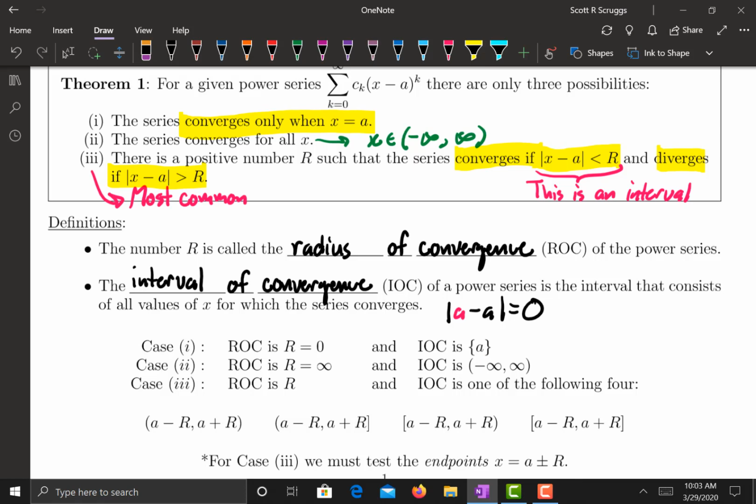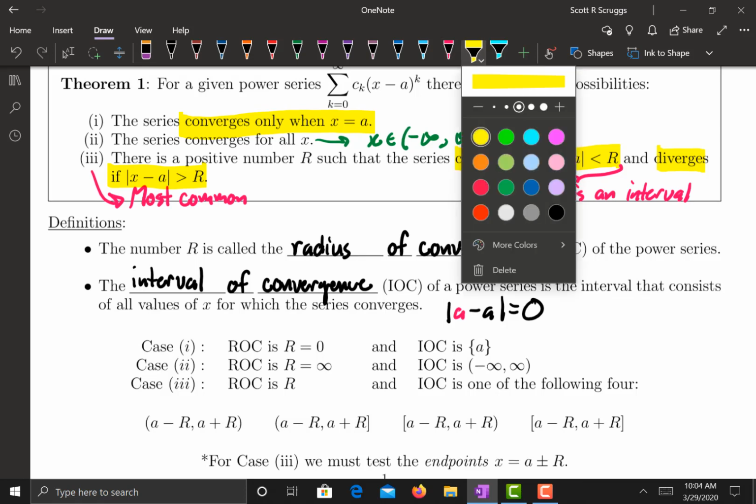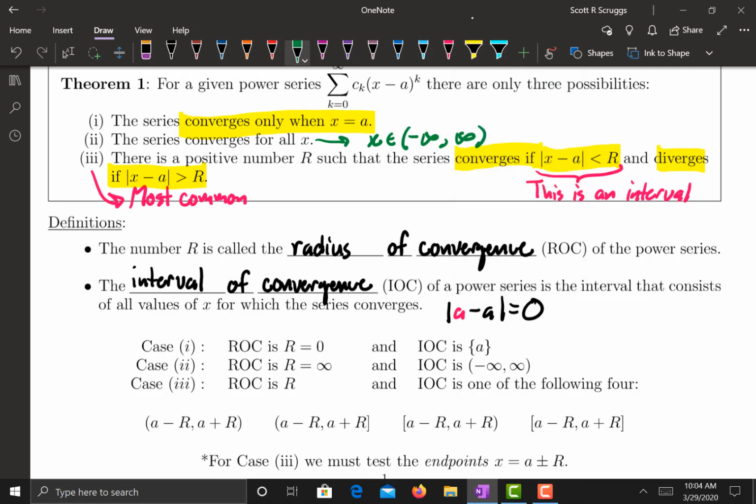Now the second case is I converge for all x that I could pick. As I noted before, that means x is in negative infinity to infinity, which means that my interval of convergence is all real numbers. And because my interval of convergence is all real numbers, I don't have a stopping point. So my radius of convergence in case 2 is positive infinity, to let me know that I have no stopping point in which my series will converge or diverge because I converge everywhere.